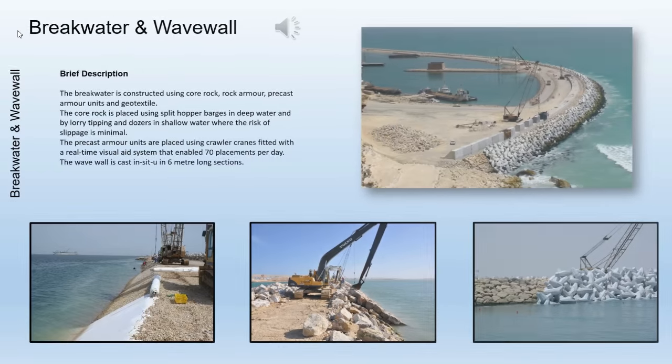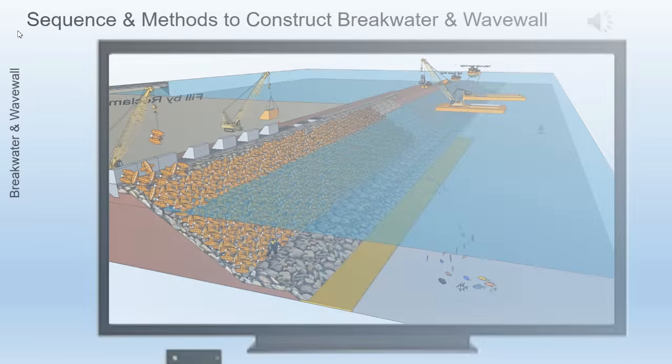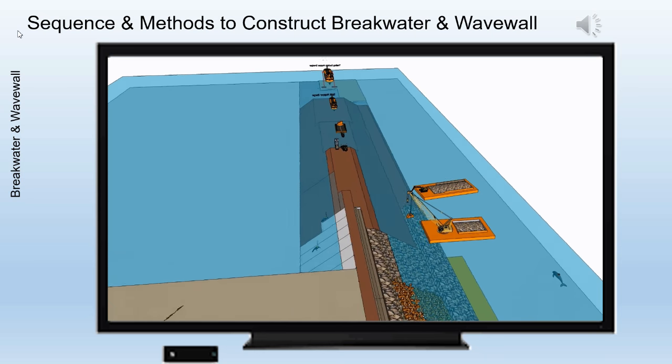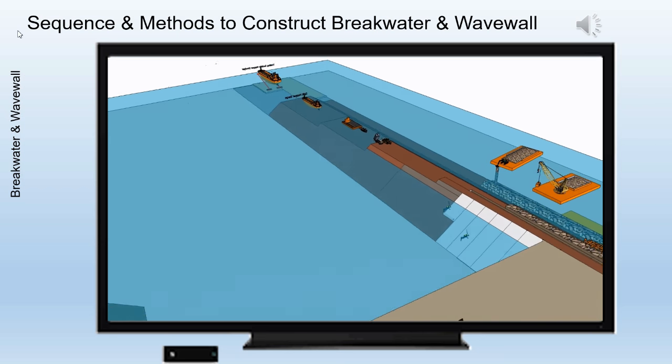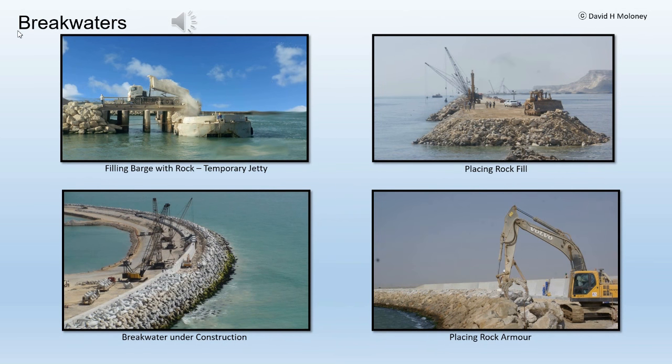Breakwater and wave wall construction. The breakwater is constructed using core rock, rock armor, precast armor units and geotextile. Animation of the sequence and methods to construct breakwater and wave wall. Images showing the construction.